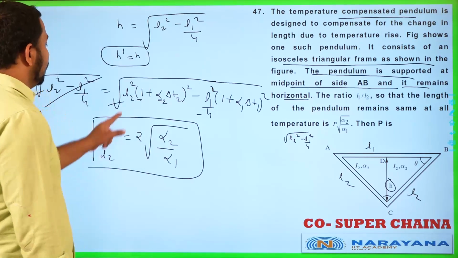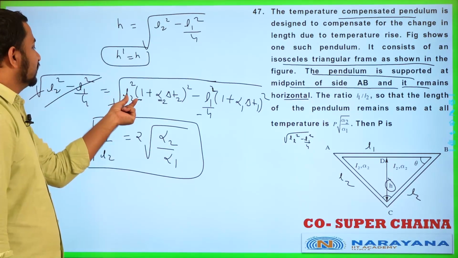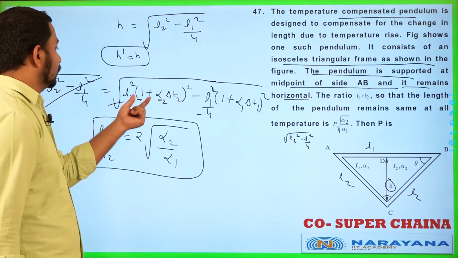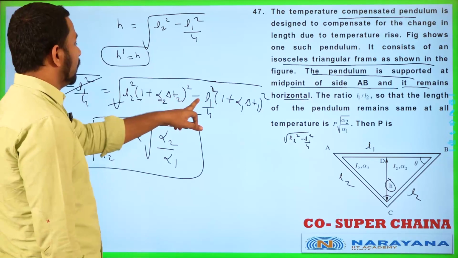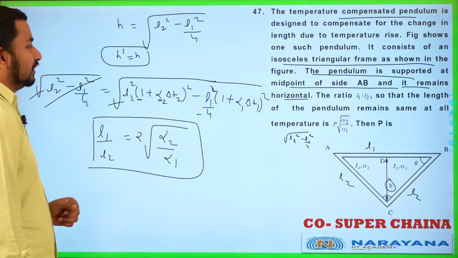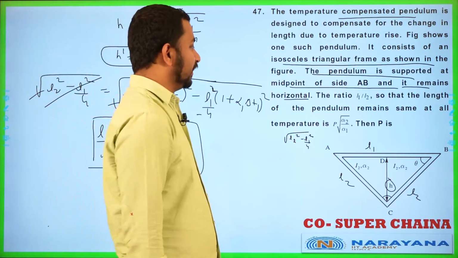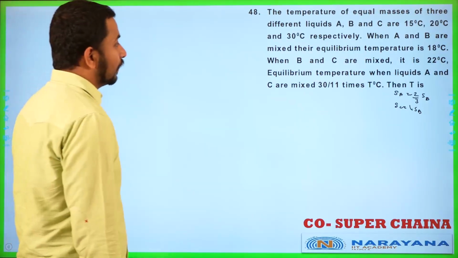We have removed this square root on both sides. L2 square is cancelled with this L2 square, and L1 square by 4 is cancelled with this L1 square by 4. Now you have to just simplify this expression. This minus sign you can take to one side and simplify it. You will get the L2 by L1 relationship as this. So this P value will come as 2. Let's move to the next question, students.